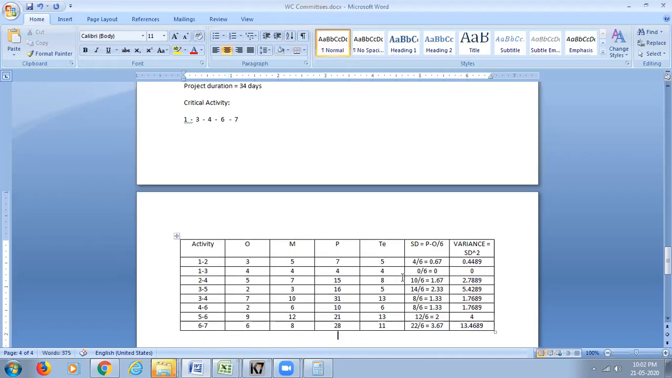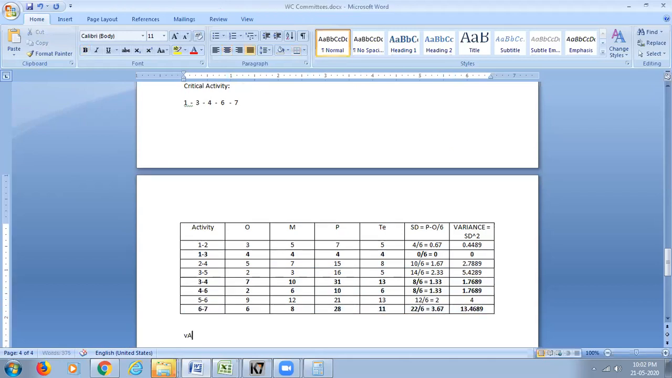Now you know the critical activities. Critical activities are 1 to 3. They are critical activities. Then you have 3 to 4. 4 is again a critical activity. I'm just holding it. 4 to 6 is a critical activity. 7 is a critical activity. Take only the critical activities variance.